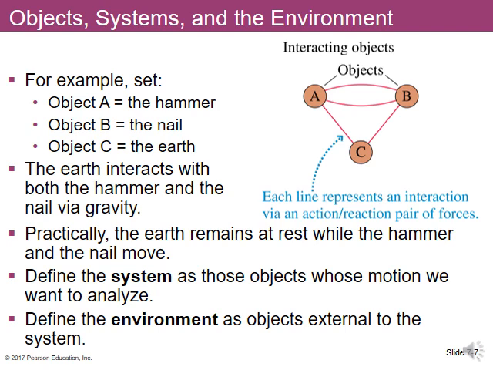When we do problems with interacting objects, it's often helpful for us to define what is actually in our system. So we define the system as any objects whose motion we want to analyze. We can have one, two, three, four or more objects inside our system, and then everything else we consider to be the environment, or things that may be exerting forces from the outside on the system.